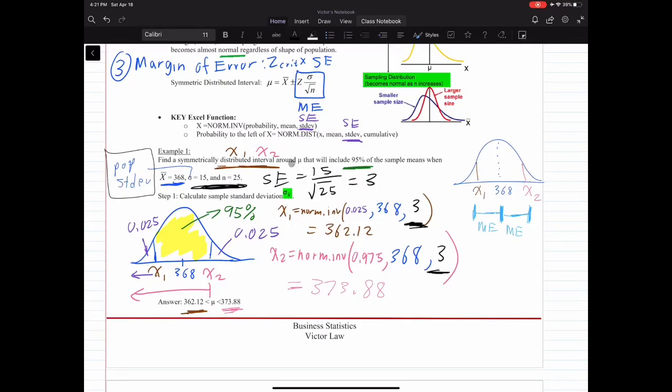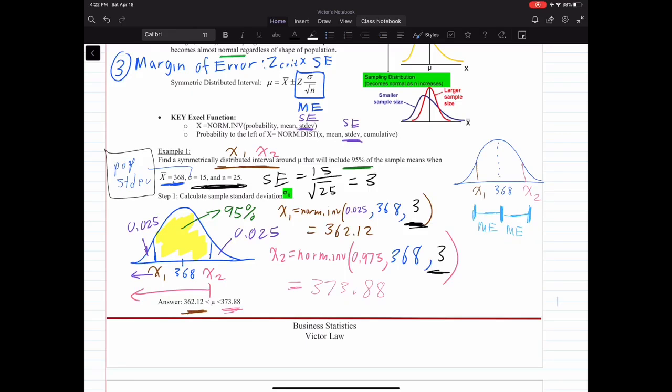So example 1: find a symmetrically distributed interval around the mean that will include 95% of the sample means when x bar is 368, sigma is 15, and n is 25. So x bar is your sample mean, sigma is your population standard deviation, and n is your sample size.